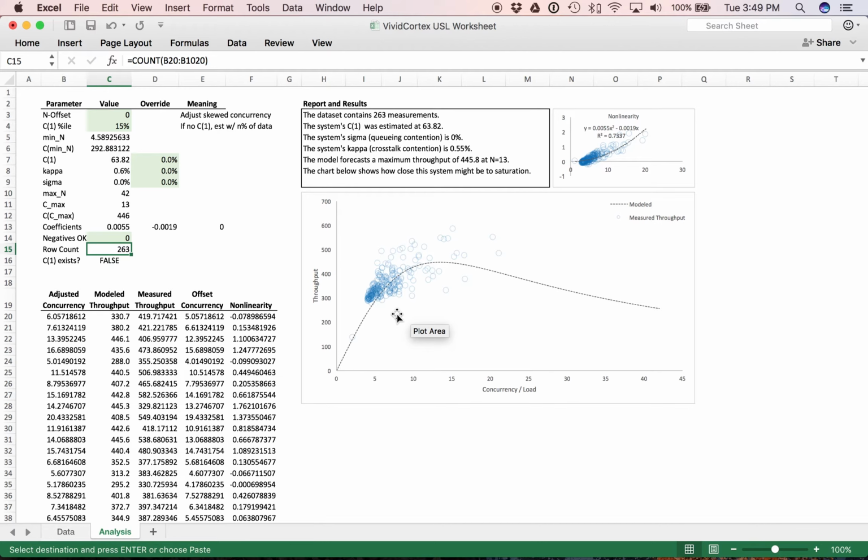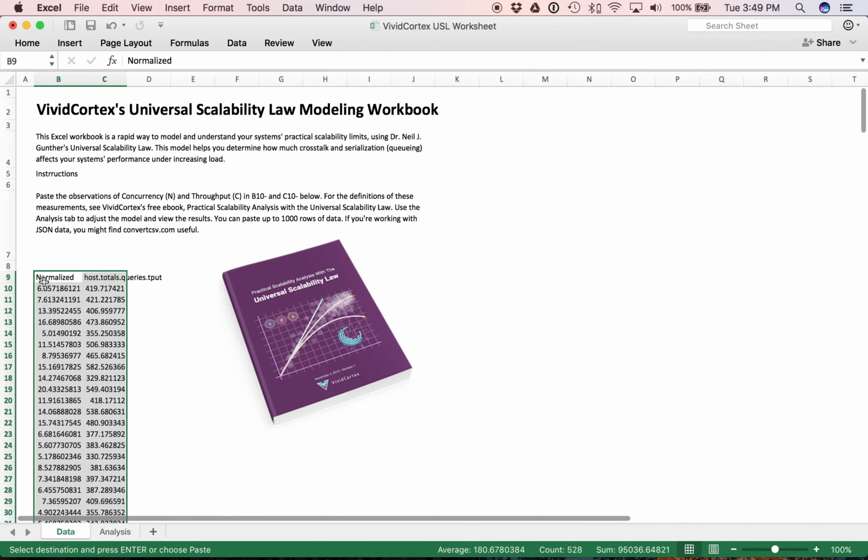So, saturation in action. Let's look at another one from a MongoDB database. And go back and paste this data in.